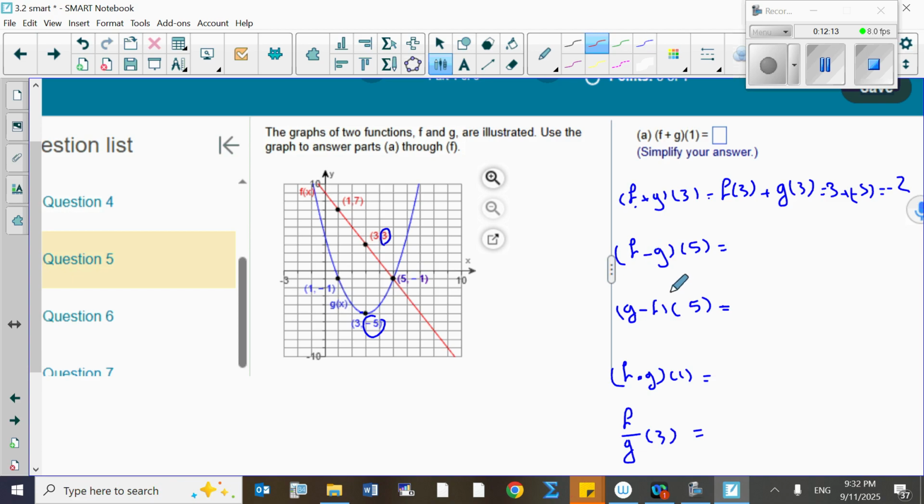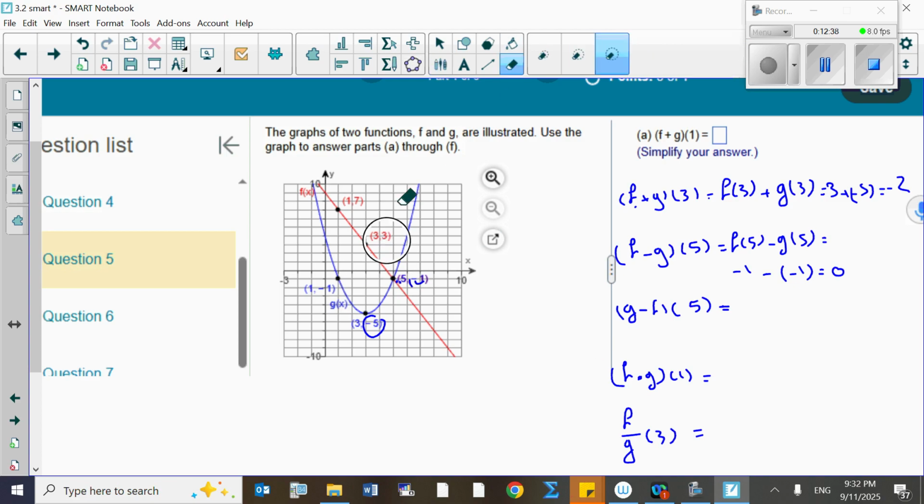And f minus g of 5, this is f of 5 minus g of 5. Okay, f of 5 is -1. g of 5 is also -1 because they're crossing at the same point. So this will be -1 minus -1, which is equal to 0.